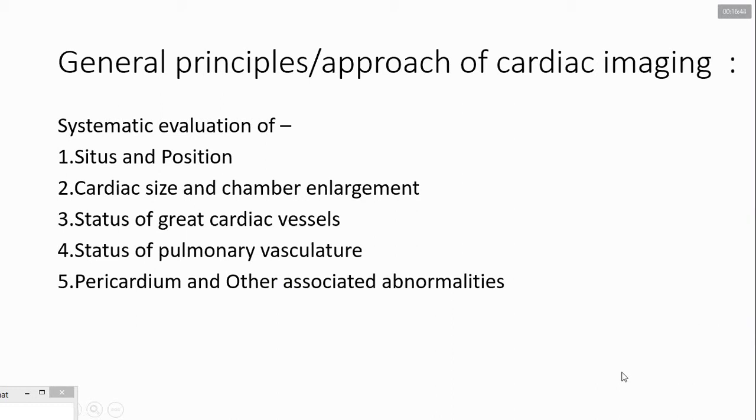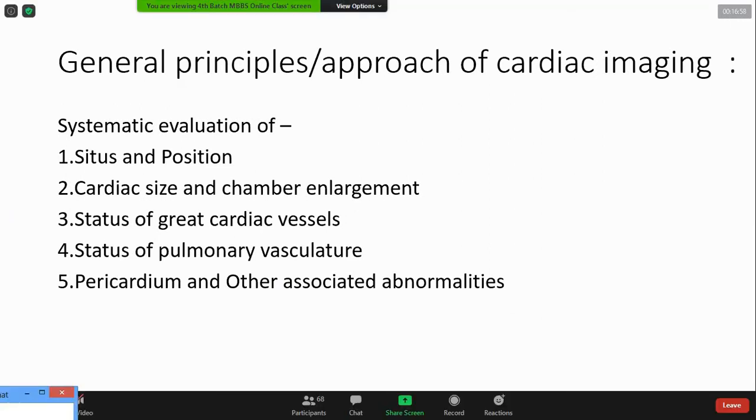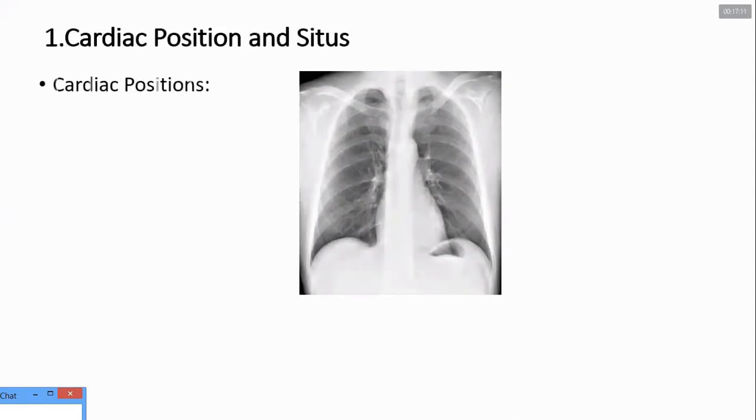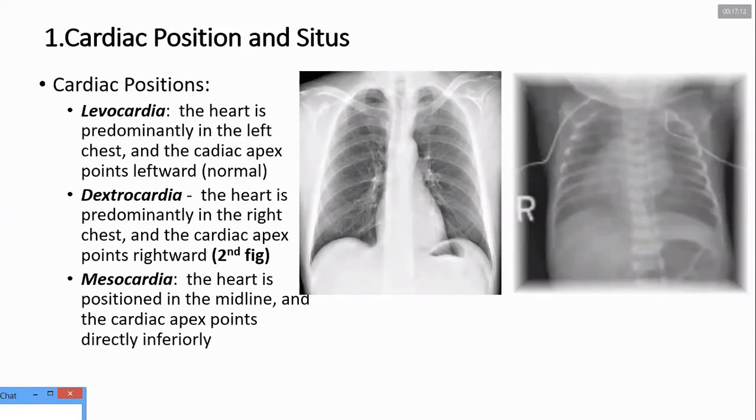Now, general principles and approach of cardiac imaging. For the systematic evaluation of the heart, first we have to know about the situs and position of the heart. Then cardiac size and chamber enlargement, followed by the status of the great cardiac vessels, the status of pulmonary vasculature, the pericardium, and other abnormalities. We have already covered the overview of the different structures in the heart. Now we are proceeding to a more detailed, systematic evaluation. First is the cardiac position and situs.